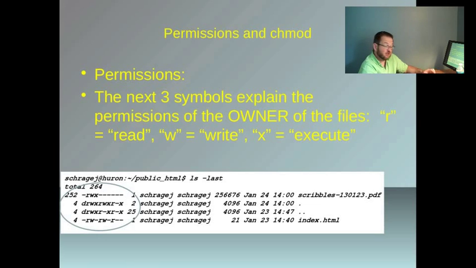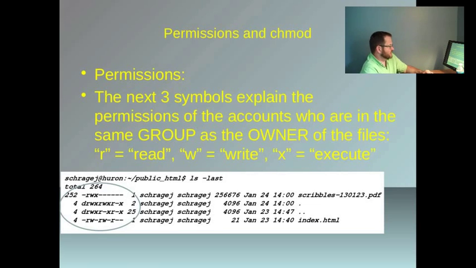That means I have permission to read the file, or write the file, or execute the file. You don't execute a PDF file, but I can read it or I can write it. Now, the next three symbols after that RWX are the permissions for the group.